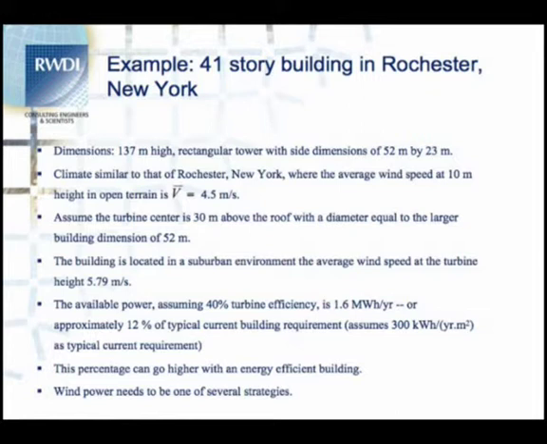So if we assume we've got a fairly efficient turbine, which means we can get a total of about 40% efficiency, the fact that you're limited already to having a maximum theoretical of around 59%, that tells us that we're going to get about 1.6 megawatt hours per year, which equates roughly to about 12% of a building like that's requirements, if it's an average current building.